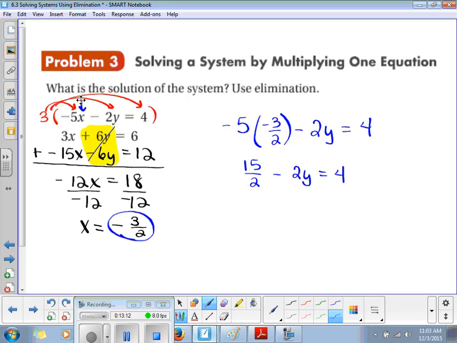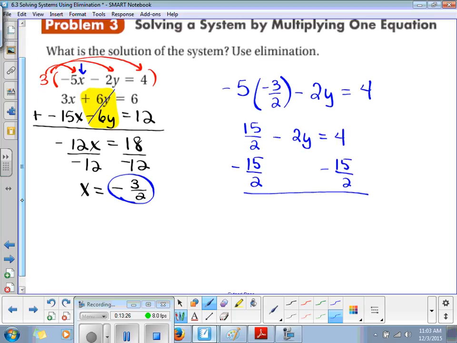Now I want to subtract 15 halves on both sides, right? So I'm going to subtract 15 halves here, and I'm going to subtract 15 halves there. But, oh no, what do I need? Common denominators. So how do I make 4 with a denominator of 2? You multiply 2. So this is going to be 8 over 2. All right, this is going to be 8 over 2, right? So this cancels out. We've got negative 2y here.